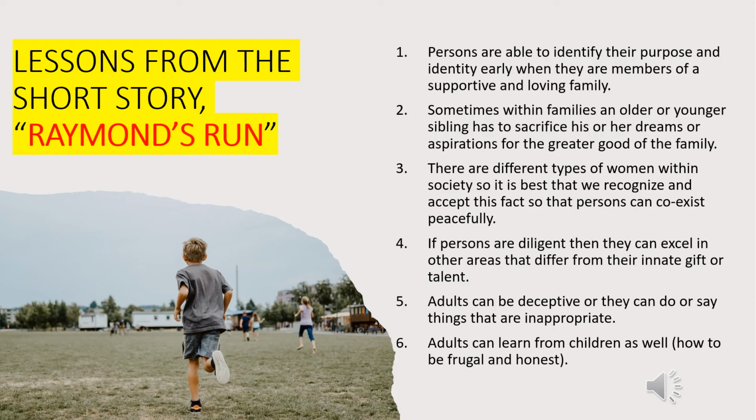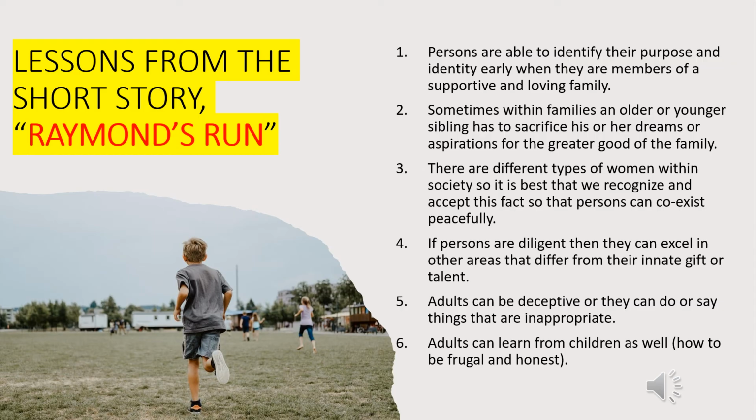There are so many lessons that students can learn from this short story, Raymond's Run. Some of these lessons are as follows. One, persons are able to identify their purpose and identity early when they are members of a supportive and loving family. And we saw that with Squeaky. Squeaky is from a supportive family, a very loving nuclear family, and as a result of that, you notice that she doesn't suffer from low self-esteem. She doesn't have any hiccups with her identity. Okay, she knows who she is and what she's all about.